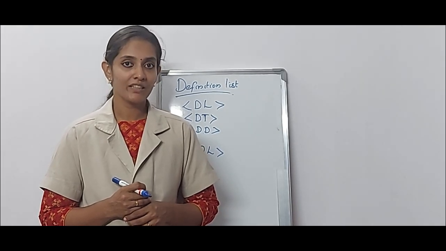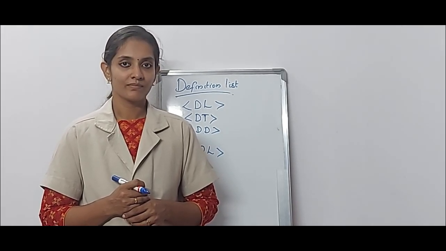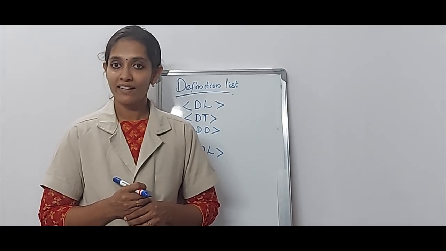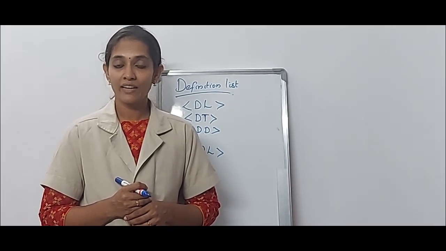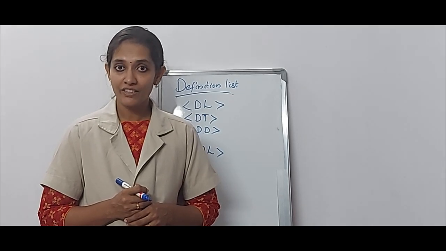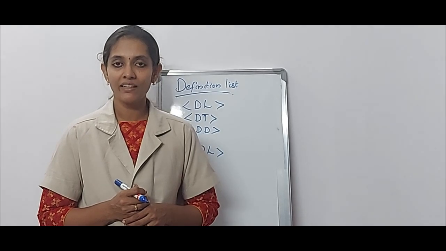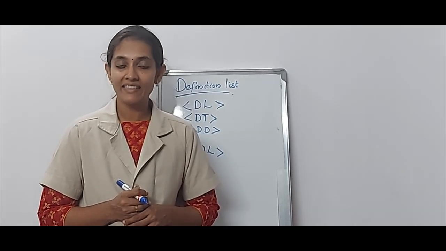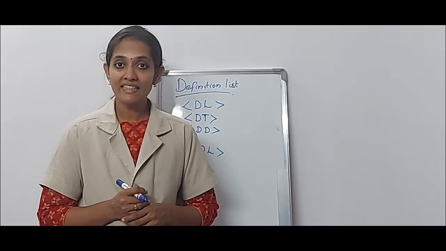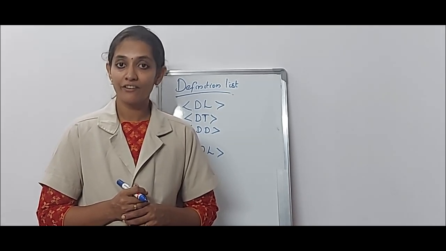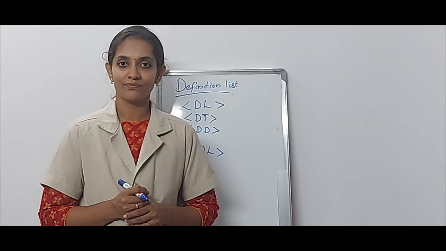Next is definition list. Definition list is also known as a description list. To create a definition list, we can use DL tag in conjunction with DD tag and DT tag, where DT is the definition term and DD is the definition description.